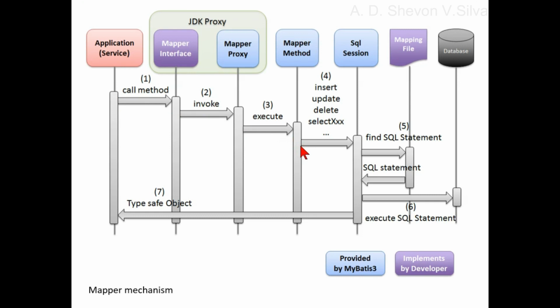Then the mapper method is connected to the SQL session via insert, update, delete, select, xxx, and the SQL session is connected to the mapping file via find SQL statement. The mapping file is connected to the SQL session via SQL statement, and then the SQL session is connected to the database via execute SQL statement, and to the application service via type safe object. Here the mapper proxy, mapper method and SQL session are provided by MyBatis 3. The mapper interface and mapping file are implemented by the developer.